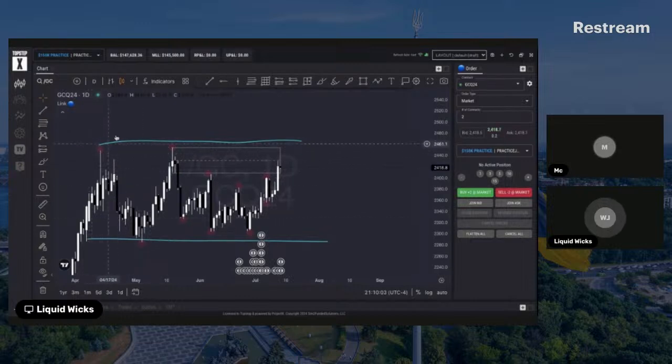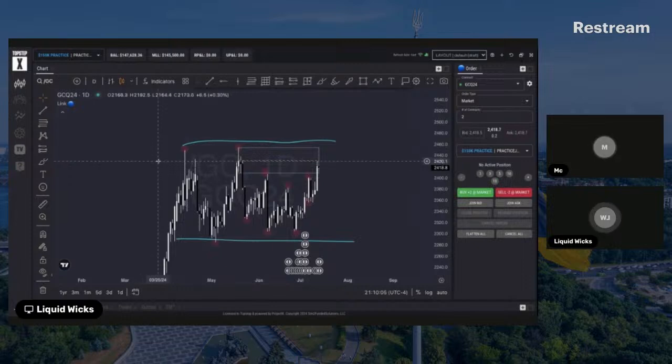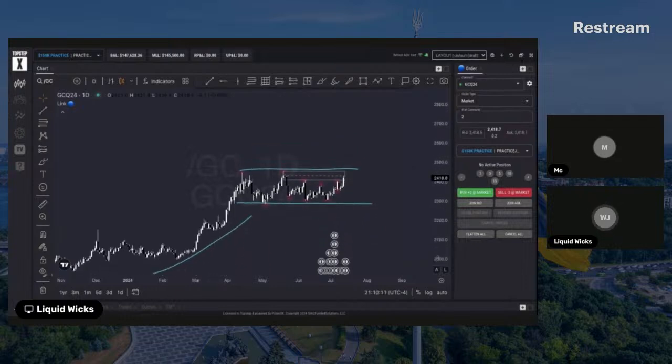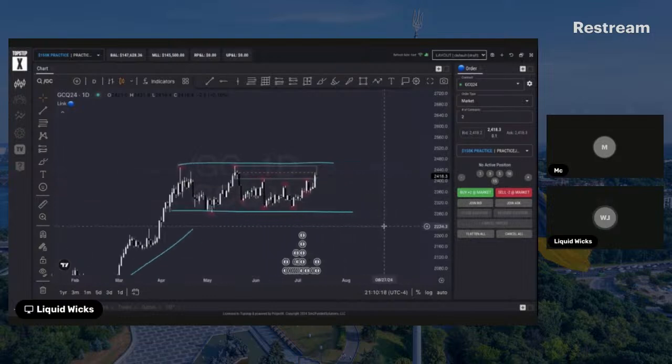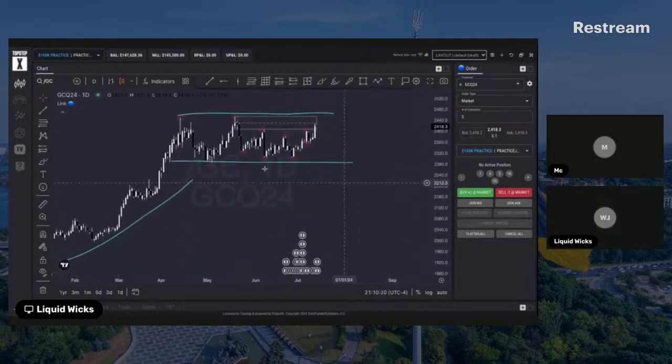And you can see that gold is bullish. We're just in this range. I don't know if you've ever heard of a rally-base-rally. This is exactly what's happening right now with gold. Lows are being respected.